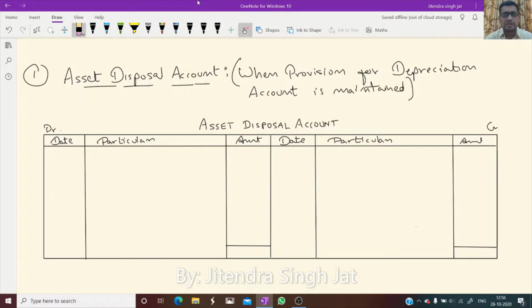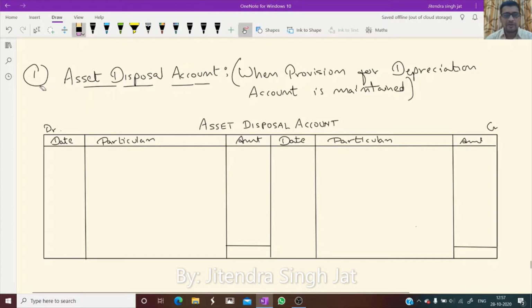Children, it is very simple to prepare asset disposal account. Whenever any asset is sold, only on that date and only for that particular purpose, asset disposal account is prepared. It means it is prepared only when the asset is sold. Remember, asset disposal account. Today, I am giving a very simple formula. By using this simple technique, you can prepare the asset disposal account very easily. Okay, dear children, so just pay attention.